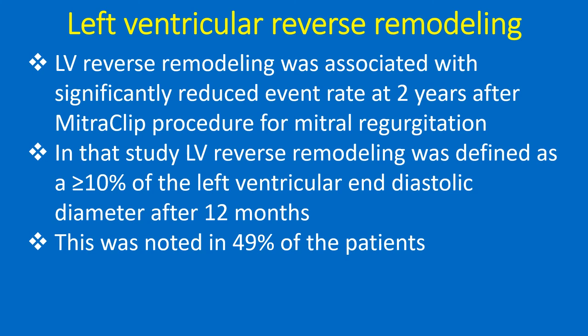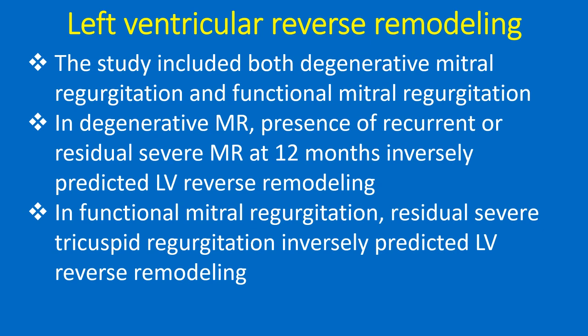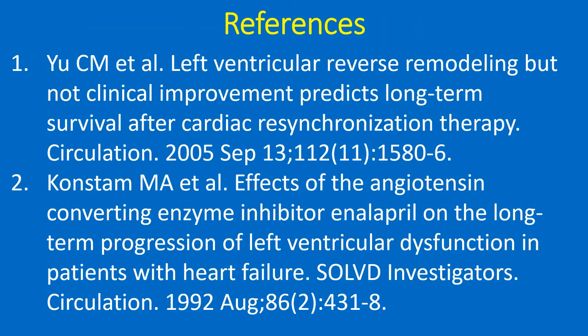In that study, LV reverse remodeling was defined as more than or equal to 10% reduction of the LV end-diastolic diameter after 12 months. This was noted in 49% of the patients. The study included both degenerative mitral regurgitation and functional mitral regurgitation. In degenerative mitral regurgitation, presence of recurrent or residual severe mitral regurgitation at 12 months inversely predicted LV reverse remodeling. In functional MR, residual severe tricuspid regurgitation inversely predicted LV reverse remodeling.